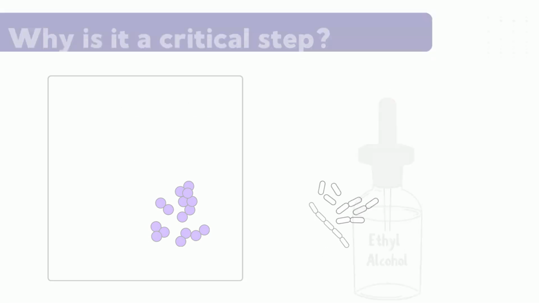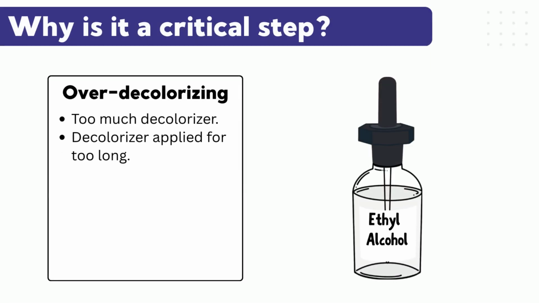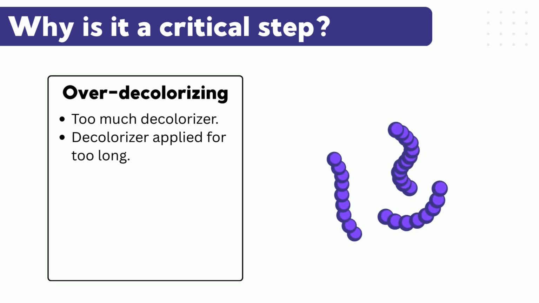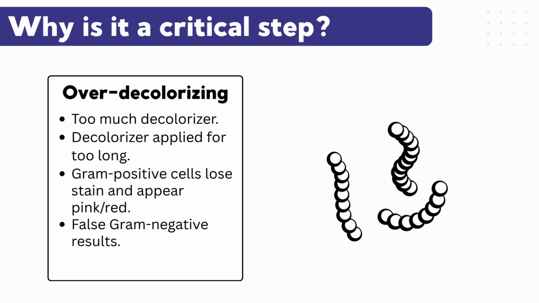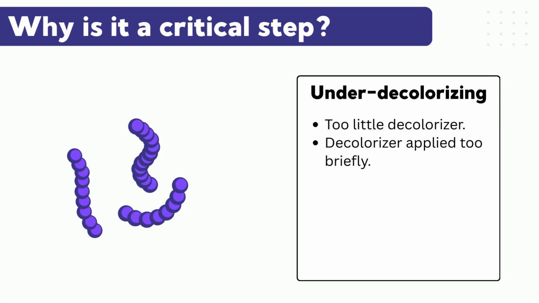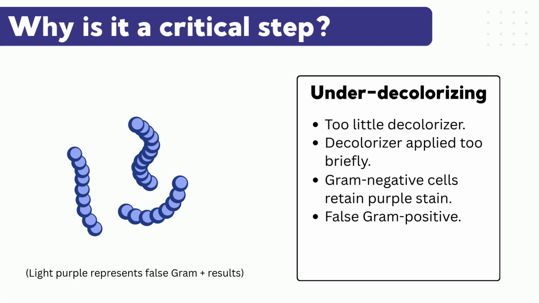One thing that can happen is over-decolorization. This is when you use too much decolorizer or the decolorizer is applied for too long. When this happens, you risk gram-positive cells losing the primary stain and appearing red and pink, giving false gram-negative results. Under-decolorizing occurs when too little decolorizer is used or the decolorizer is applied too briefly. When this happens, gram-negative cells will retain the purple stain, giving false gram-positive results.